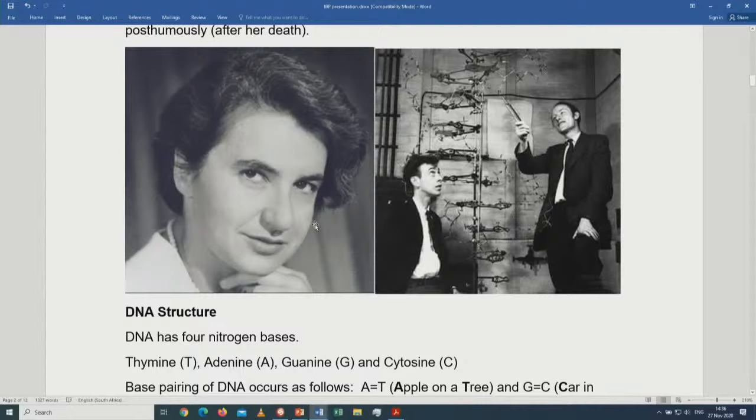Now, it is very important that you note that Rosalind Franklin did not discover the structure of double helix DNA. She only took X-ray pictures of double helix DNA, and it was those pictures that assisted James Watson and Francis Crick in discovering the structure of DNA.